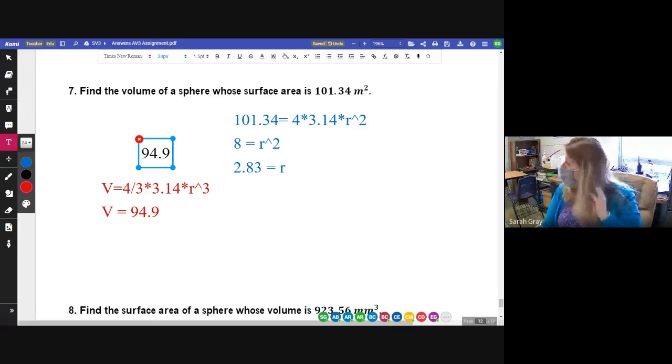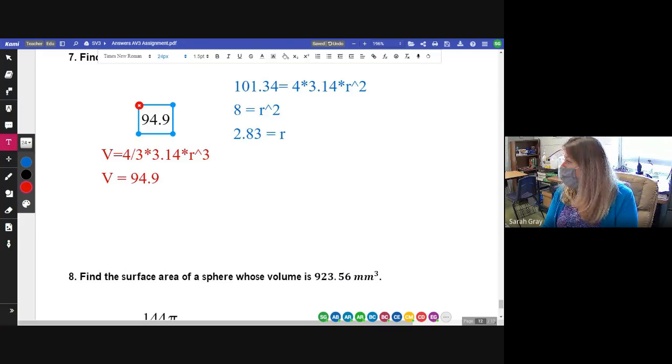So pretty much anytime you get a working backwards problem like this, you want to solve it for r. And then you can go back and do whatever they want you to do with r. Okay.